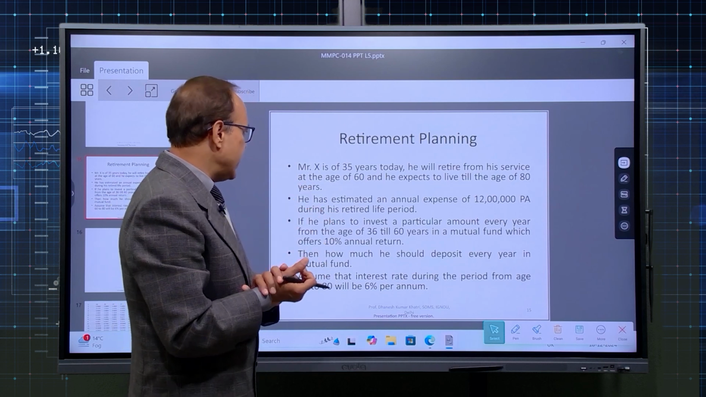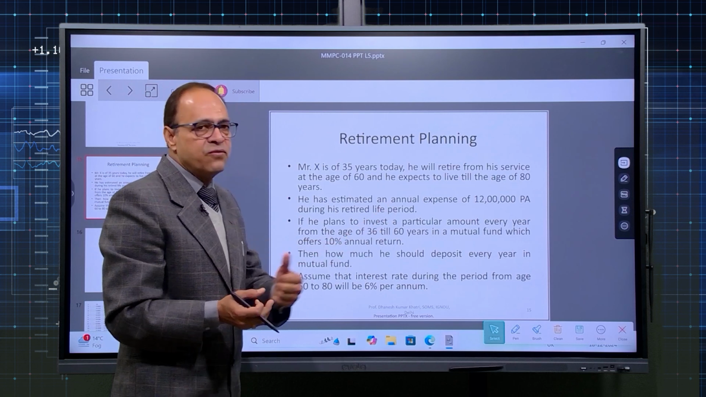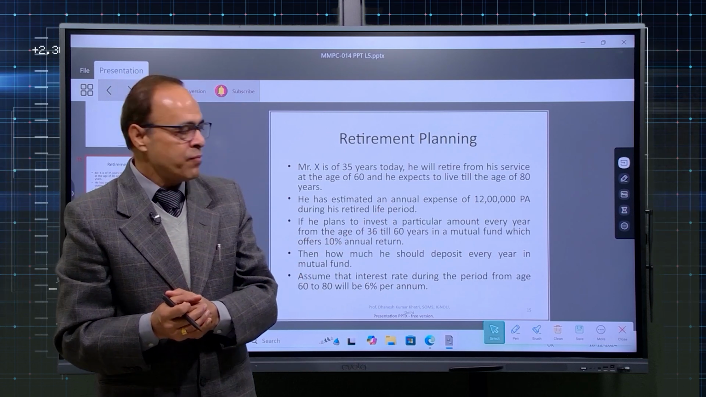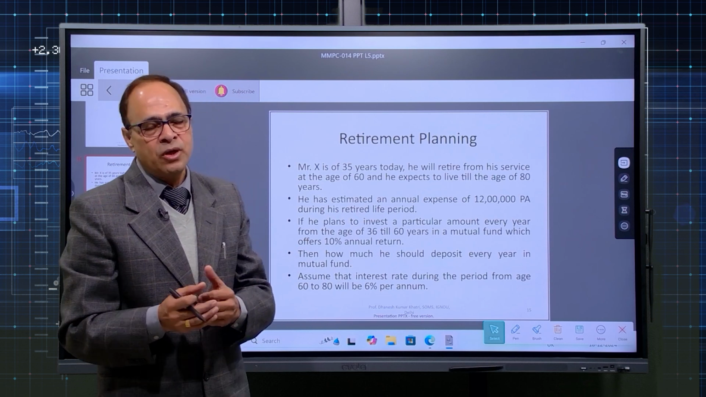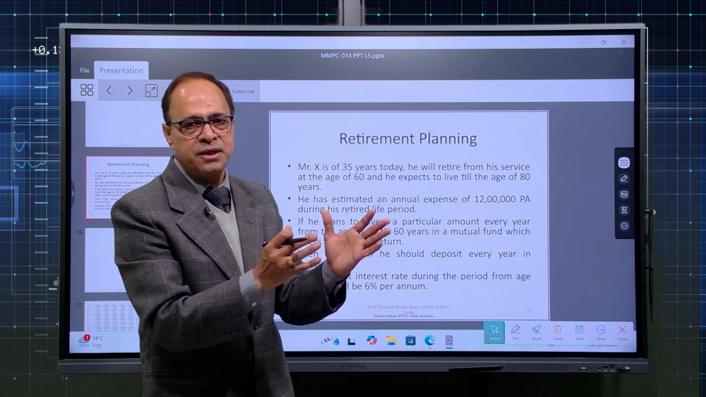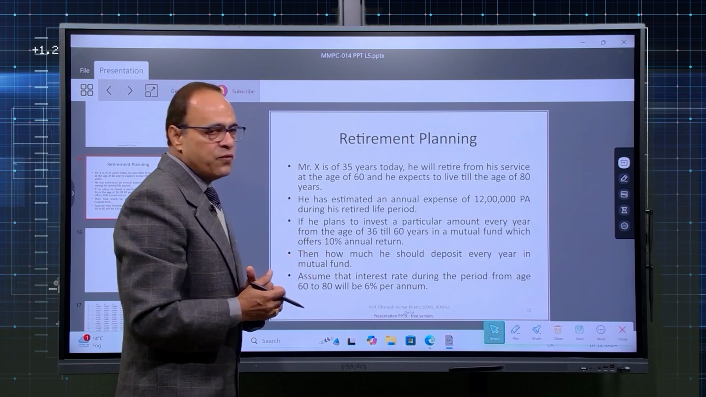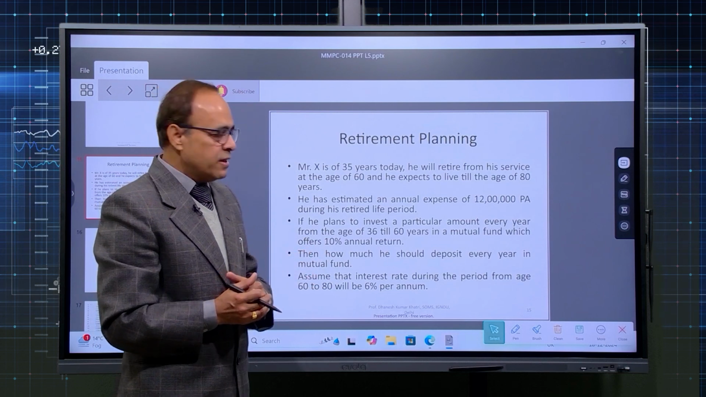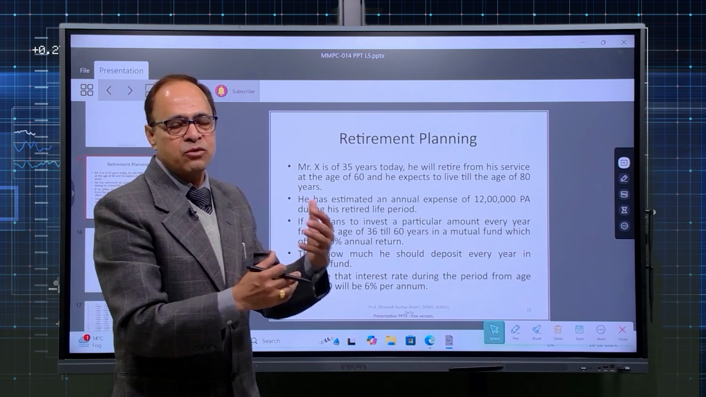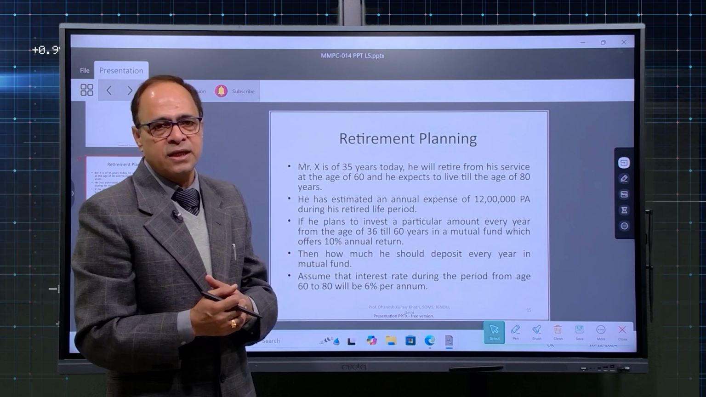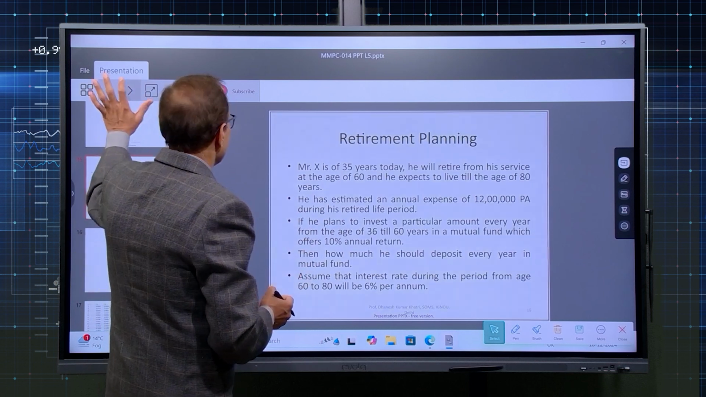Rate of interest, what is he assuming? He assumes that when he starts depositing from the age of 36 till 60, a mutual fund with a fair return of 10% per annum will give him 10%. That is the expectation, not a guaranteed one. After the age of 60, the subsequent rate of interest is 6%, because he will be reaping out the money. So, definitely he has taken 6%. Now, let us solve this, how it has to be solved.